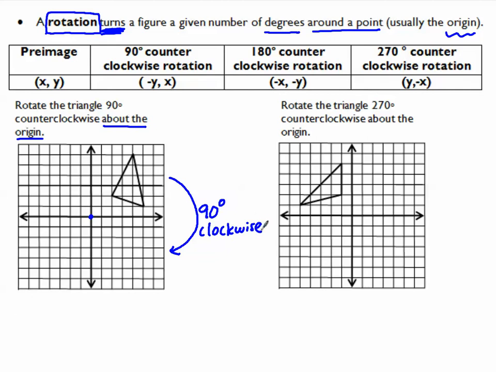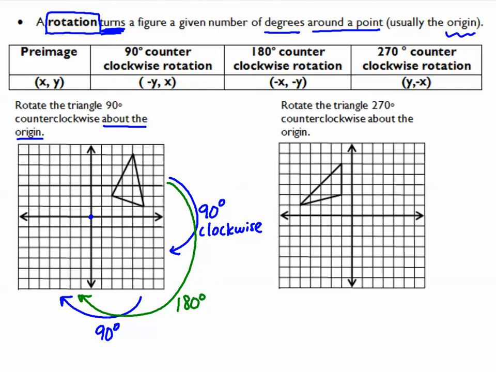If I go another 90 degrees, then I'm moving from this quadrant to this quadrant. That's 90 more degrees clockwise. If I put those two together, then I see 90 plus 90, that's 180 degrees of a rotation. So that's how we can figure out 90, 180, or 270 degrees.